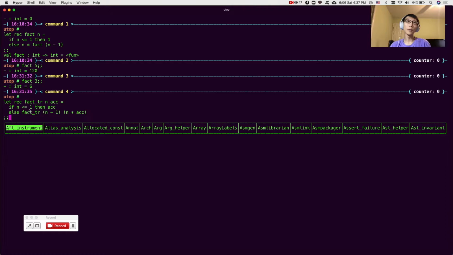So the key difference here is that we actually have both the if statement and the else statement with the same sort of logic, except instead of returning 1 when it hits the base case, it is actually going to return acc, which is the input to the function itself. And you'll see why that's important in a second.